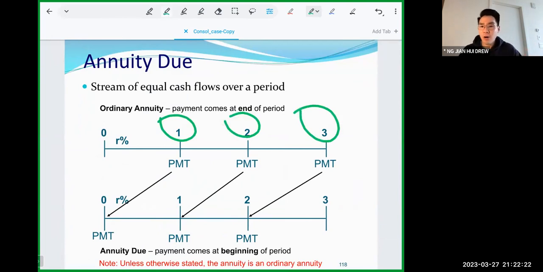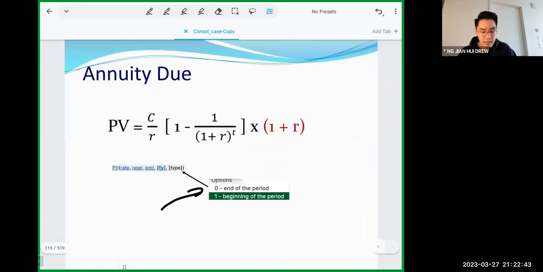But we have this thing called annuity due. Annuity due means that the cash flows are occurring at the start of the period, the beginning of the period. And if we see a question regarding annuity due, this word due, then we need to do what? We need to consider in our Excel formula that type equals 1. All right, this is important.